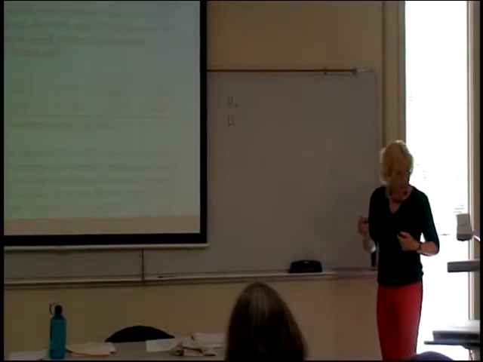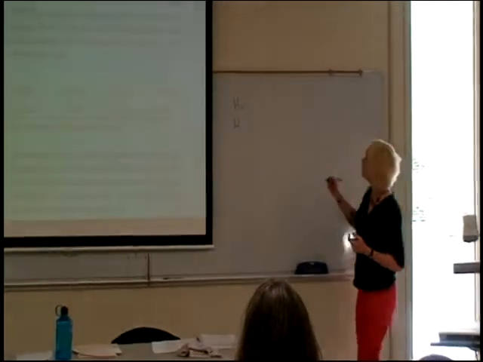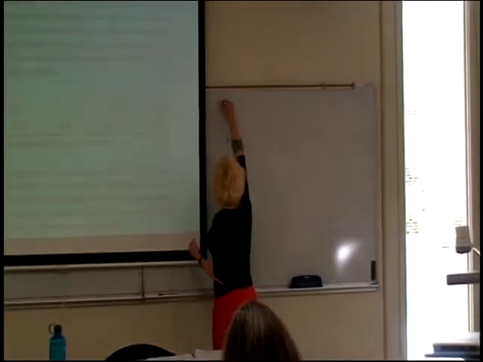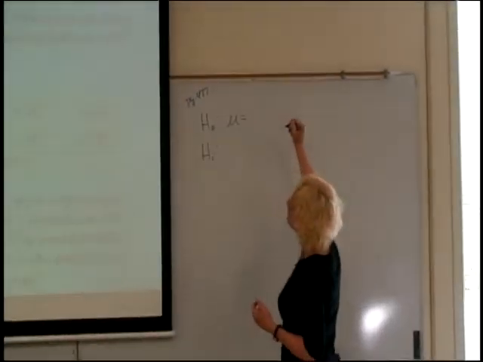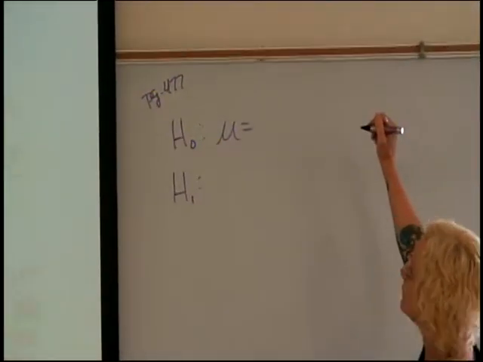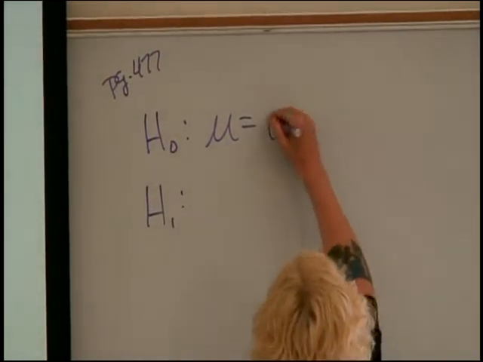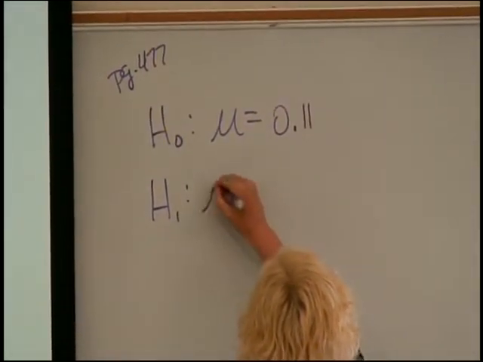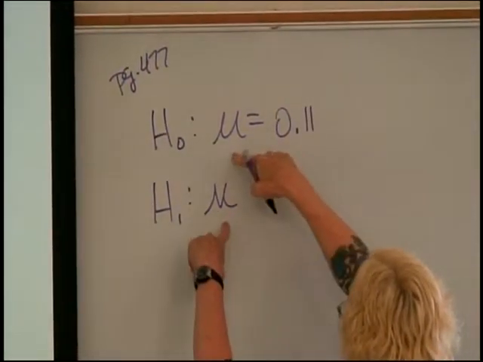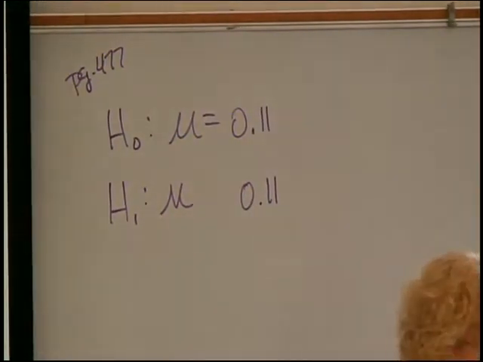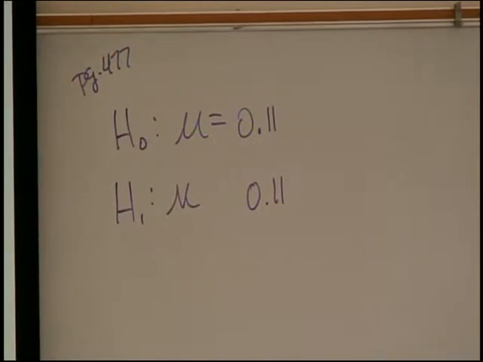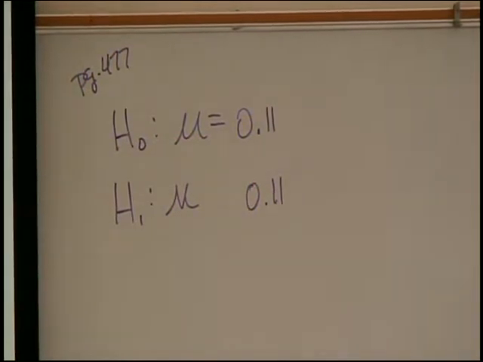So what is our H0? What's the established fact? 0.11 milligrams. That the mean calcium in precipitation was 0.11 milligrams. So in your alternative, you have the same parameter, same number. You're just looking at how you want to compare. Okay, this is good.